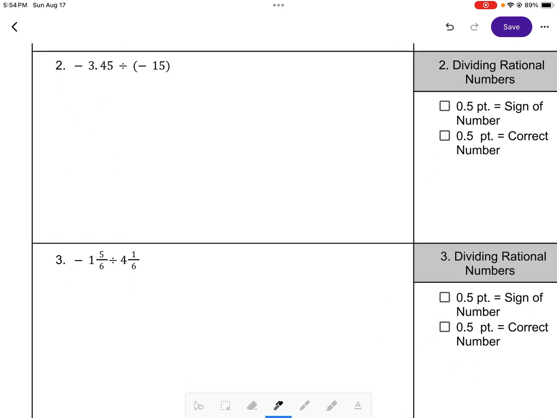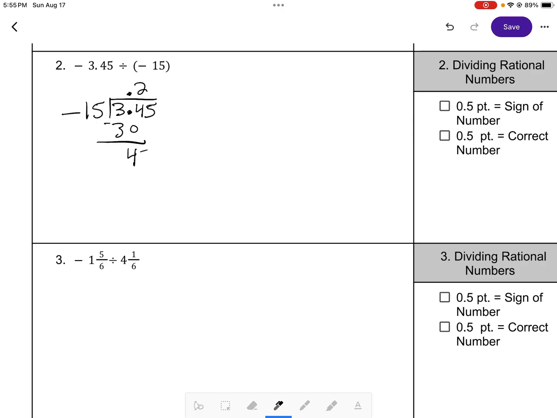Moving down to number 2, I have negative 3.45 divided by negative 15. I'm going to put my negative 15 on the outside of my division box and my 3.45 on the inside. I'm going to put the decimal directly above my decimal under the division box. 15 can't go into 3, but 15 can go into 34 2 times. 2 times 15 is 30. Subtract 34 minus 30 is 4.